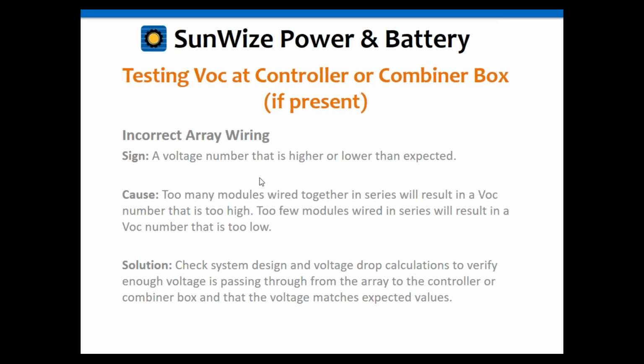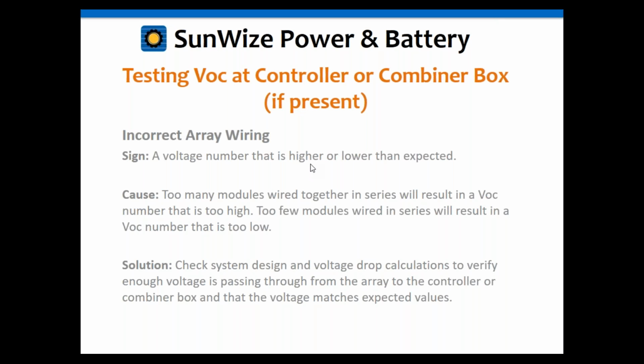Okay, incorrect array wiring. Again, you're going to find numbers that are a little off, either too high or too low. And again, this goes back to those VOC numbers. So the first two are pretty easy. If you've got a negative number, it's been reversed. If you've got a zero number, there's either a shorted wire or a disconnected wire.